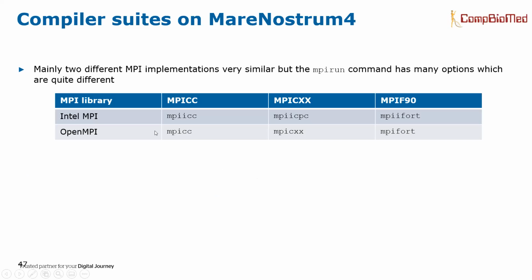If you are writing parallel programs, you need to use MPI compilers. MPI is a wrapper for the Message Passing Interface, and you need to compile your program with mpiicc for a C program, or mpiicpc for a C++ program, for example. You have the same version with GNU with OpenMPI, and you have the listed compilers here.